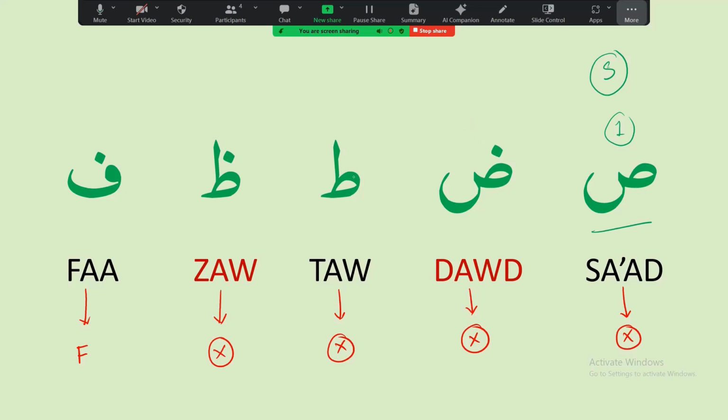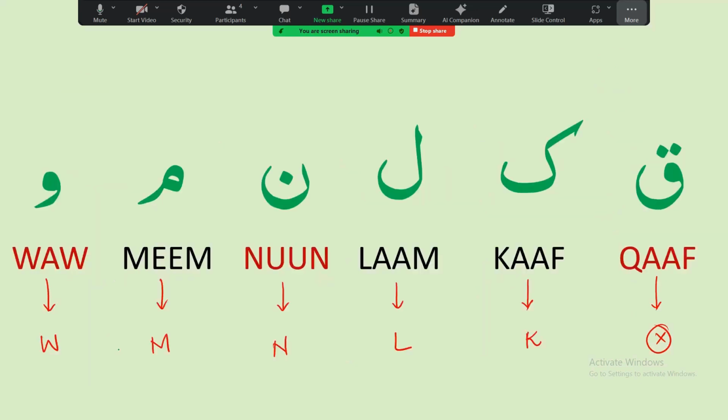Okay. The third one is to. Again, not there in English. The next one will be vo. This is again not in English. Okay, so this is in English fa letter, which is like F of English. Fa. Okay, let's move on. This is qaf. Again, not there in English. Okay, qaf.